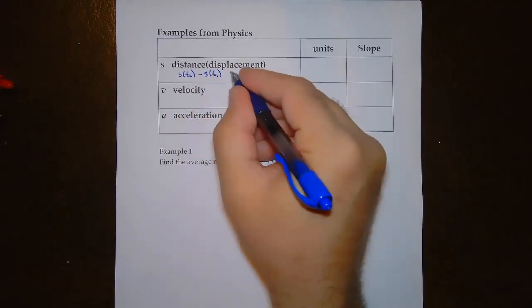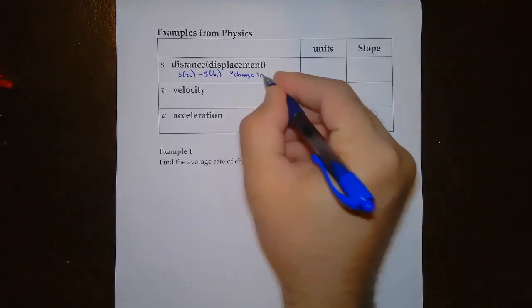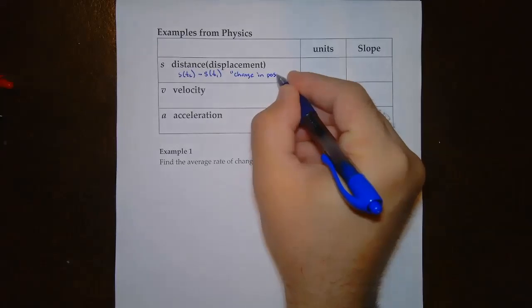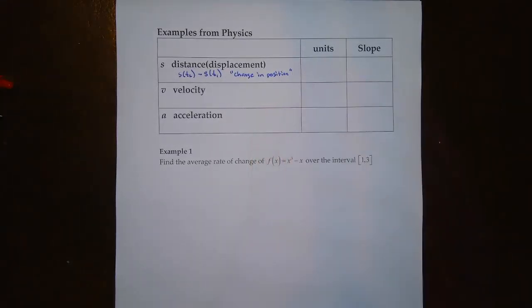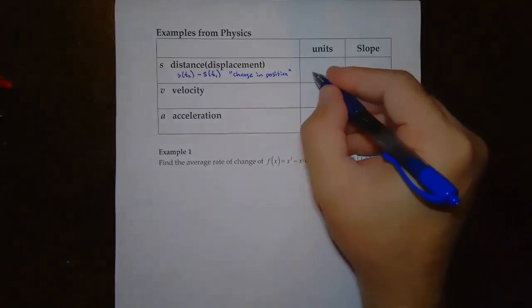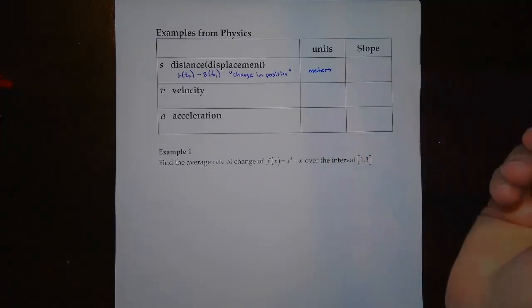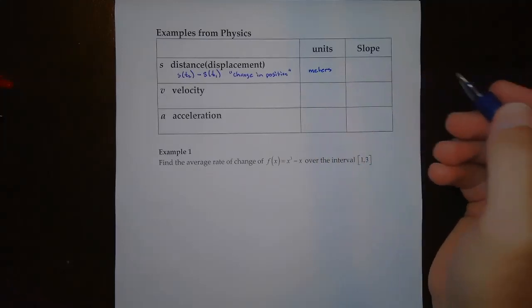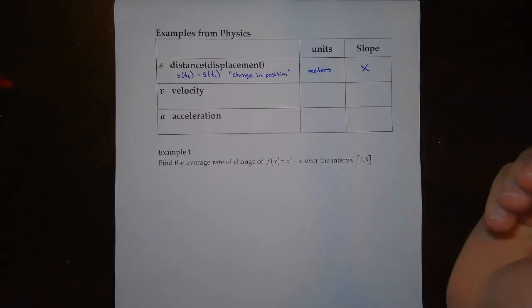And it's also called the change in position. So how much you moved? Well, it's more than just that, okay? Units for something like this would be meters, yards, some distance unit, okay, some length unit. There is no slope associated with displacement, okay?